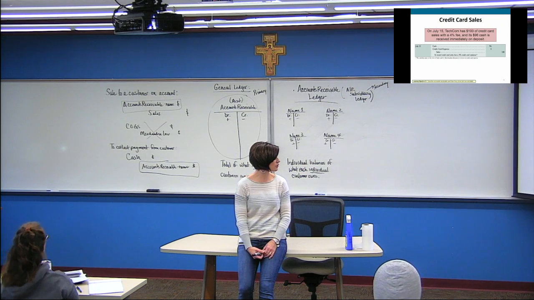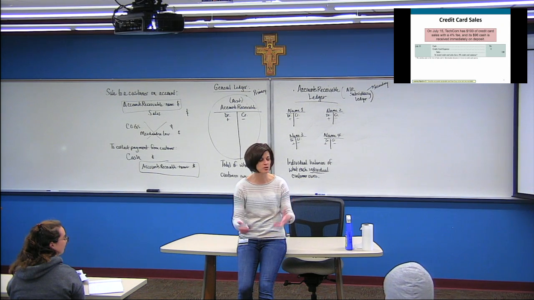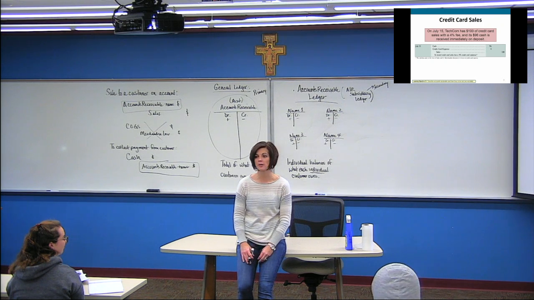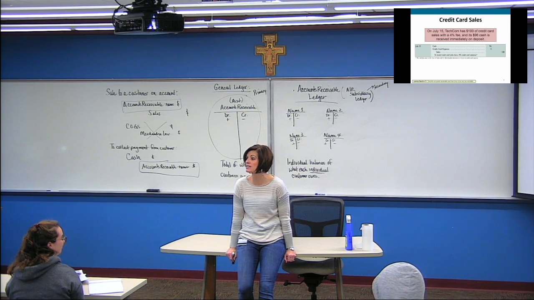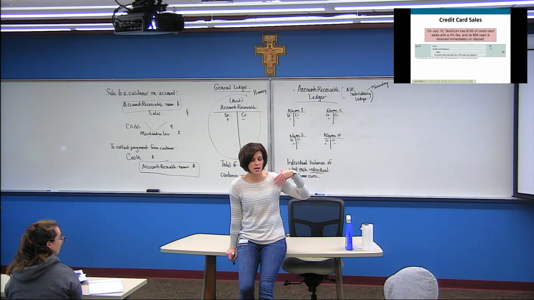So it says on July 15th, TechCom has $100 of credit card sales with a 4% fee. So there's my $100, 4%. And it's $96 cash received immediately on deposit. Using a credit card like that is like cash because the transfer happens pretty much automatically from one bank to the next, thanks to our technology today, okay? So Dick's would debit cash for $96 because they got my cash, but Visa kept $4.